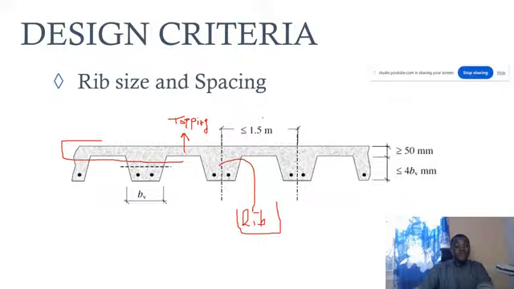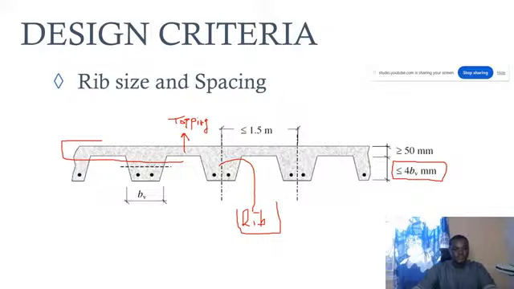So it should not be more than 1.5 meters. You can see the spacing between the center line of the first rib to the second one. And then the depth of the rib beam without the topping. I mentioned that the topping can do two things. It can either contribute to strength, or you can design it in such a way that it is not contributing to strength. So the depth of the rib beam without the topping should always be less than 4 times the width of the rib beam.